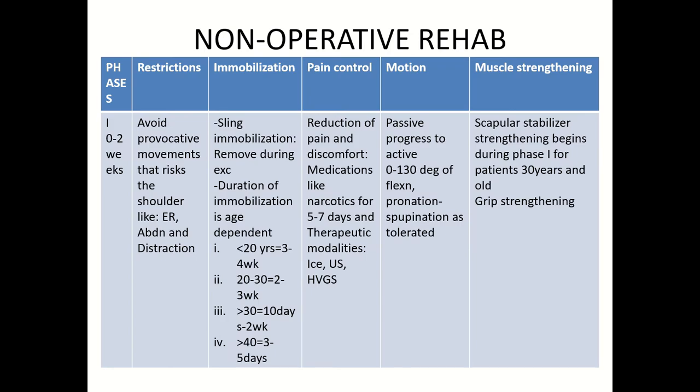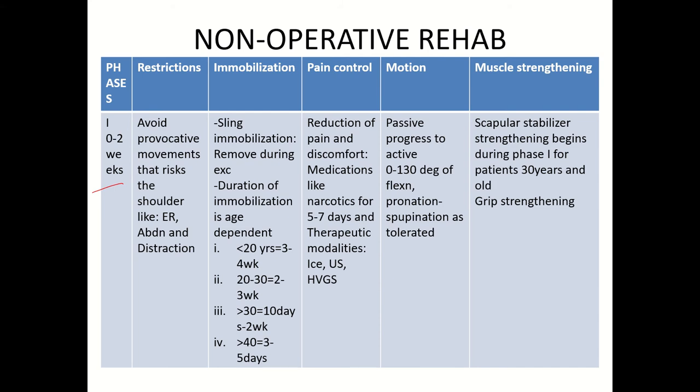Non-operative rehabilitation. Phase 1 is 0 to 2 weeks, that is half a month, 14 to 15 days. Restriction: avoid provocative movements that risk the shoulder, like more external rotation, more abduction and distraction. These all are going to dislocate the shoulder. This is for anterior shoulder instability. It is not for any other direction.